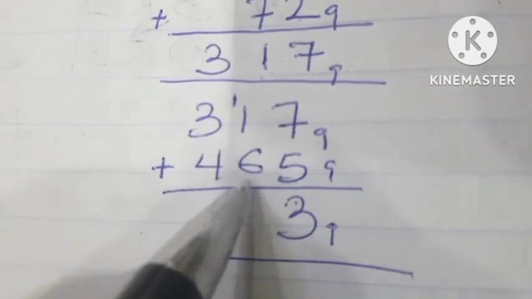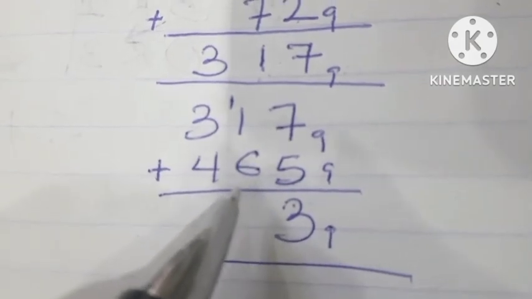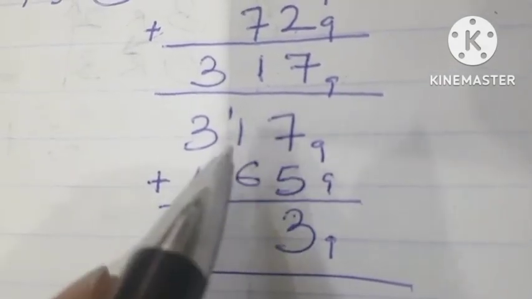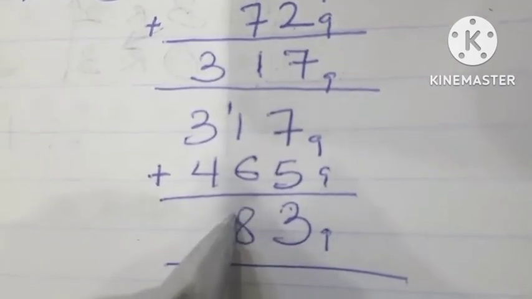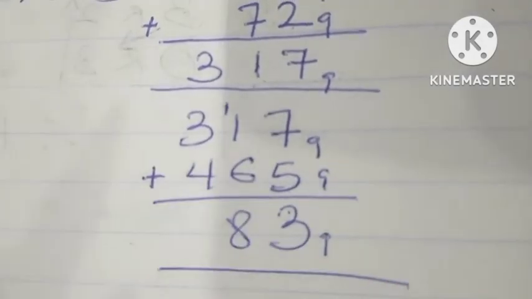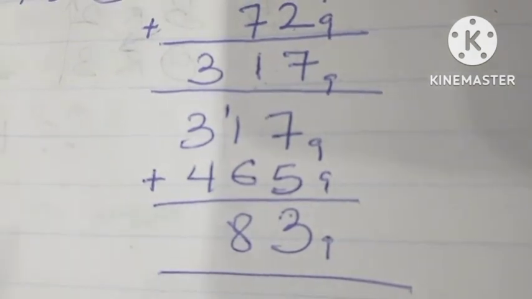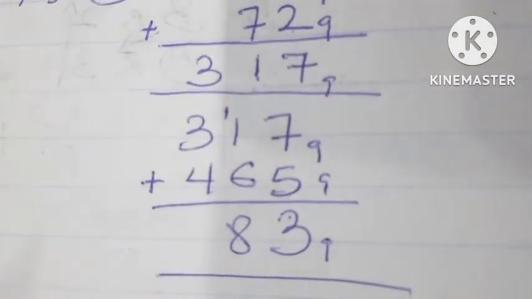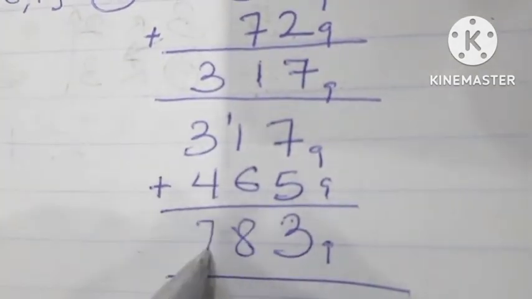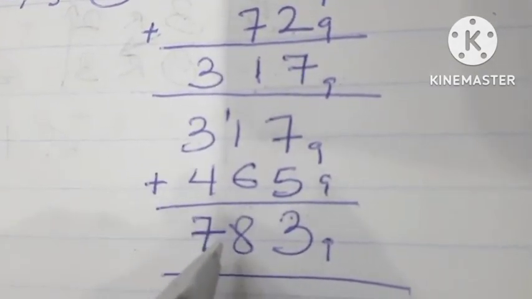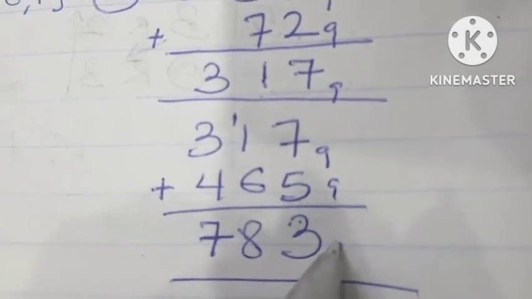1 plus 1 plus 6, that will give me 7. 1 plus 1, that's 2, plus 6, that's 8. Why do I have to write 8? Because it's not up to or greater than the base, so we can accommodate it. 3 plus 4, 7. So that means the final answer is 783 base 9.